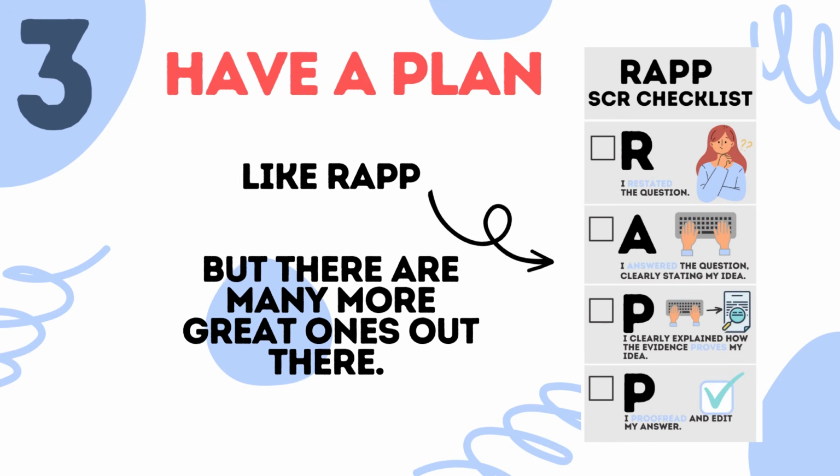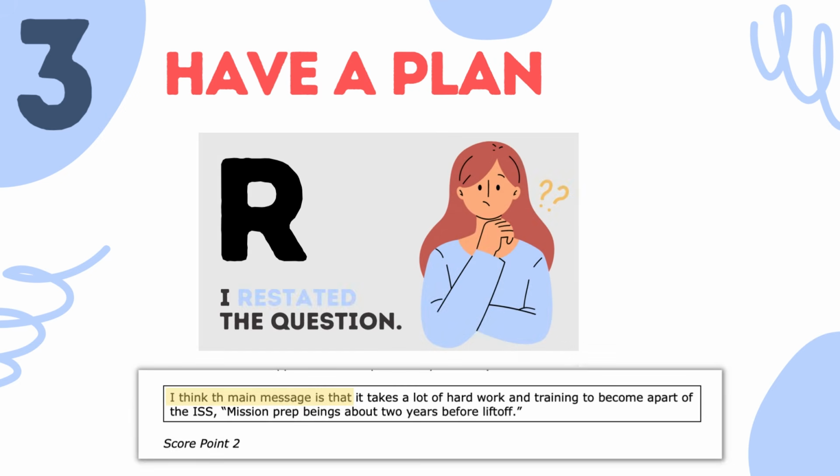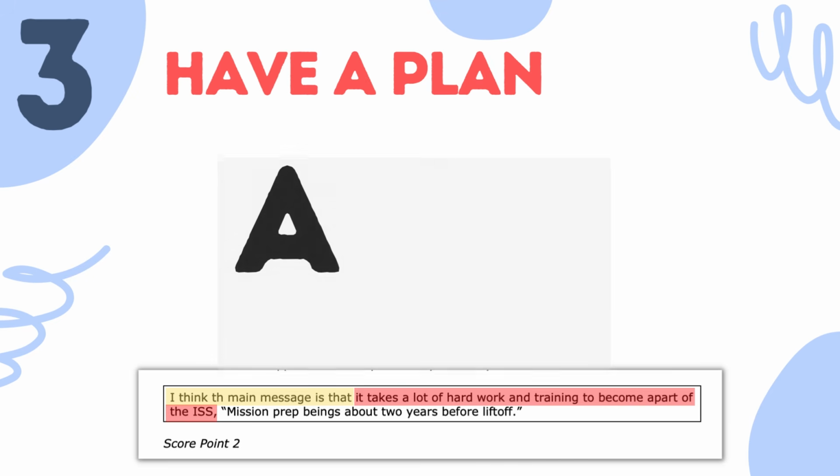So tip 3, I'm going to go into a little bit more detail. Here you want to have a plan. One example plan might be to use the RAP strategy, RAPP. There are many other great ones out there, but I would have a plan, whether it's something your teacher has specifically taught you, or if you're looking for a plan, you might want to try this one. First is to make sure you've restated the question. Like in this example of a 2, they start to restate what the main message is.